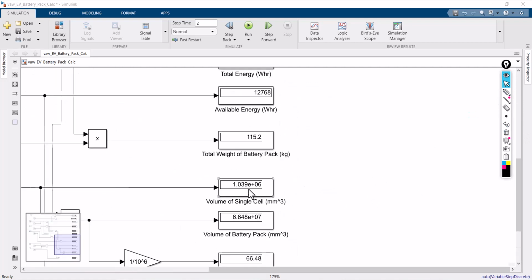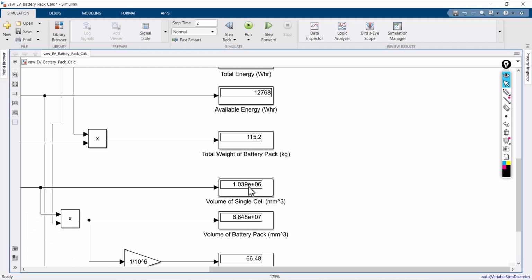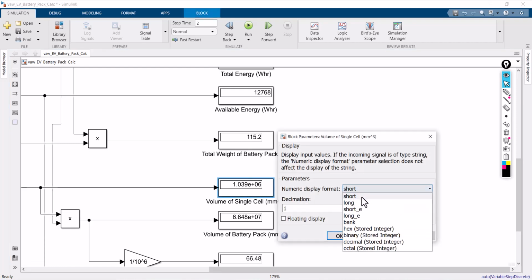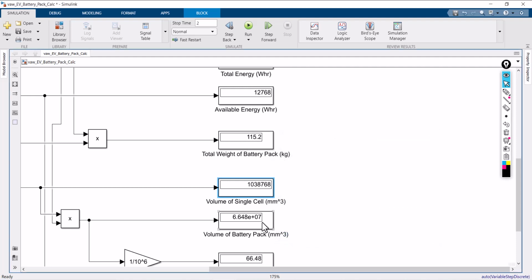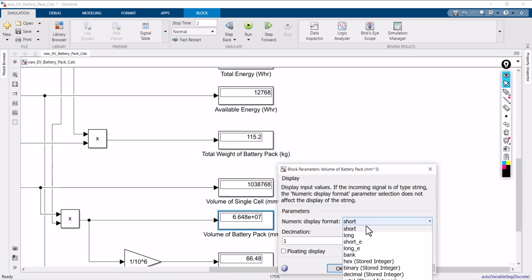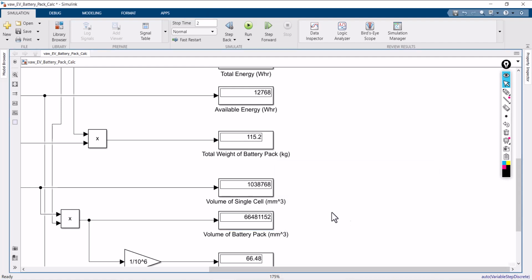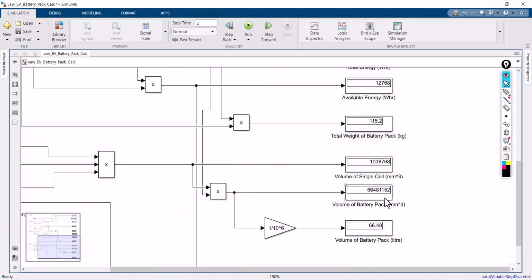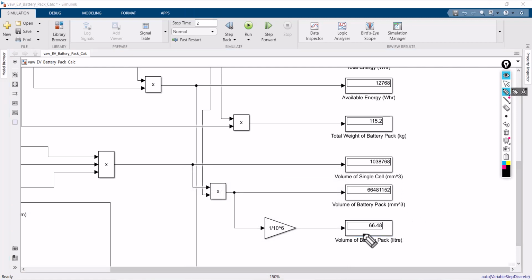Similarly, you can do this one. I want it in long. Double click it to long. Apply it. If you look at this, the volume of the battery pack in liters is coming around 66.48 liters. So accordingly you can design your vehicle. Based on this battery pack requirement, you can make a space in your vehicle.